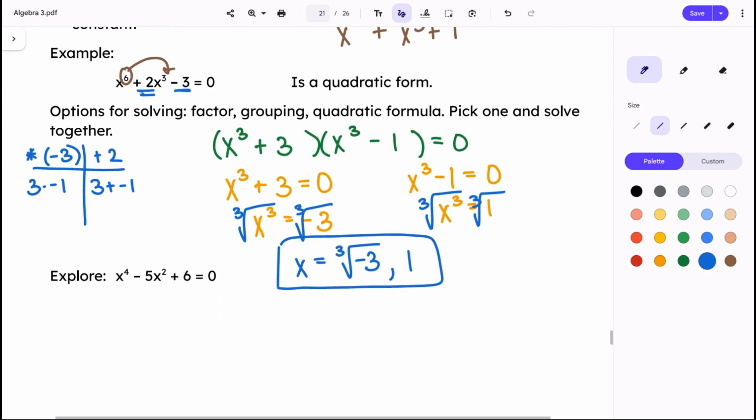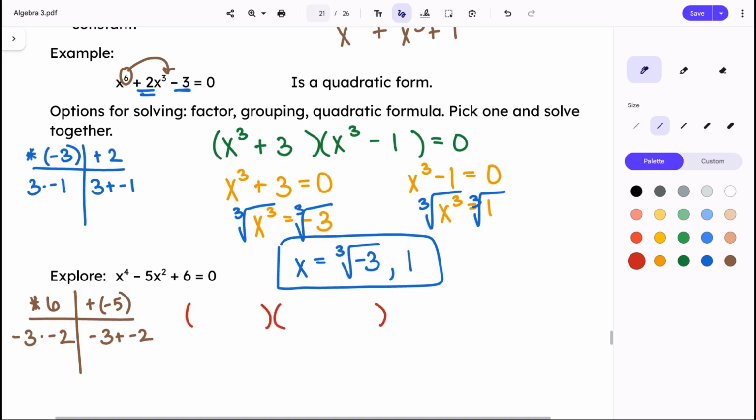Okay, so the next one, is it quadratic? Does the first term exponent double the middle term's exponent? Yep, so we should be able to do what we just did before. Let's try to factor this one again. Can you guys think of 2 numbers that multiply to 6, add to a -5? You don't have to write out that chart. If you know that, you can do that mentally. I'm just putting it there so you know where we're getting these numbers from. So now let's rewrite this. How would I split that x to the 4th power?